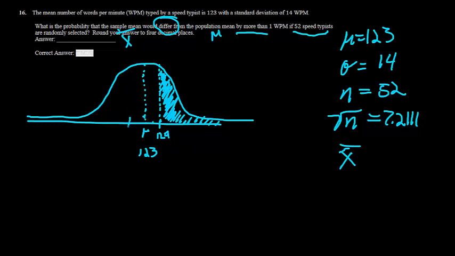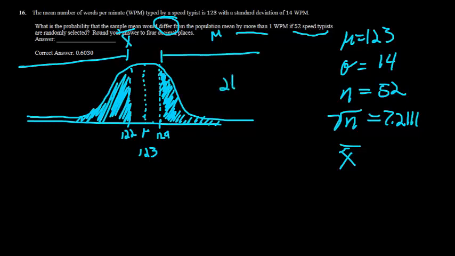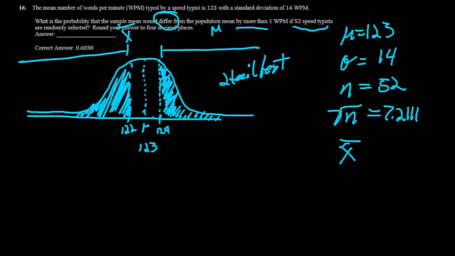You can also differ in a negative way, so this would be 122. Draw that curve and then fill in all of this. No, this is a two-tailed test. The sample mean would differ from the population mean by more than 1. It doesn't matter if it's bigger or smaller. It's just different, and we have to take that into account. So this is a two-tailed test, and we're going to do it the way we did before. But now it's going to get busy.